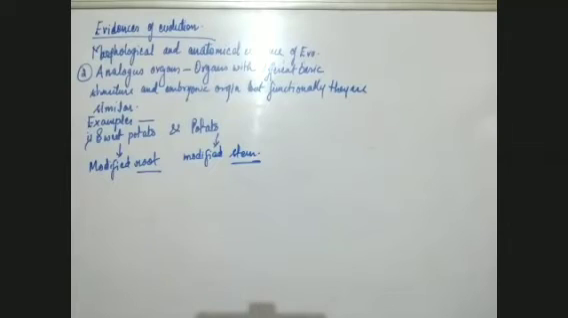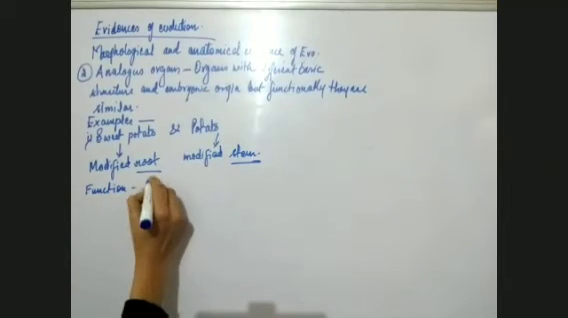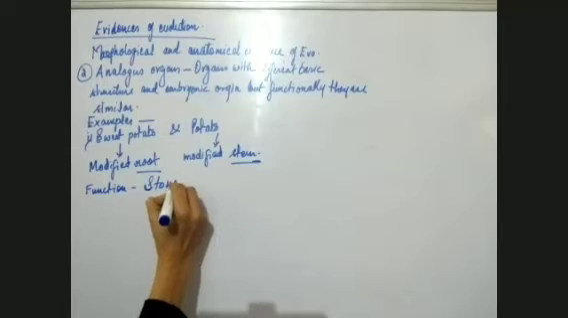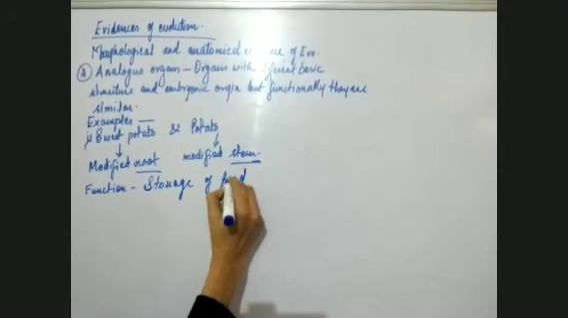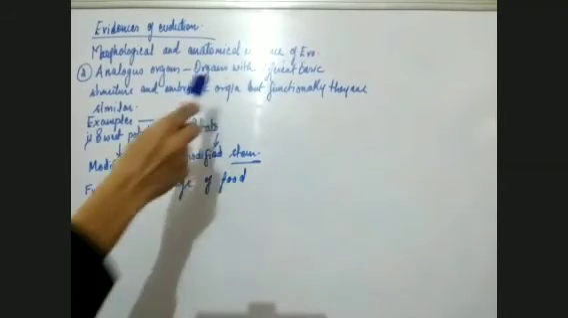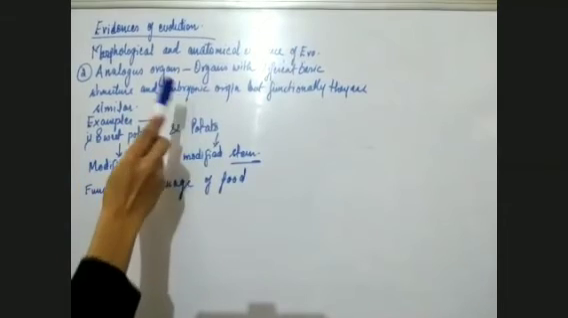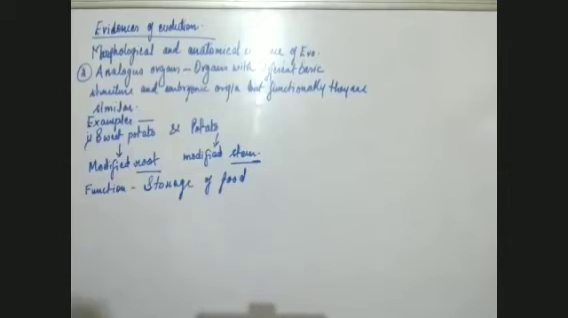But if you see their function, the function for both is similar. Function is storage of food. If you see sweet potato, this also stores food. If you see potato, this also stores food. So the basic structure and embryonic origin are different, but the function of both is the same. That means the storage of food.